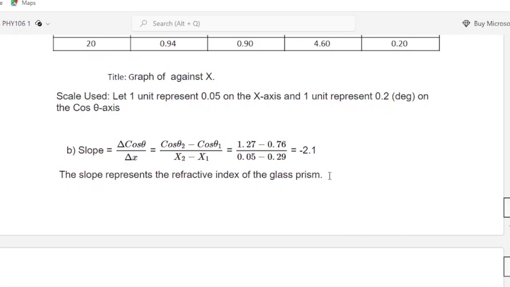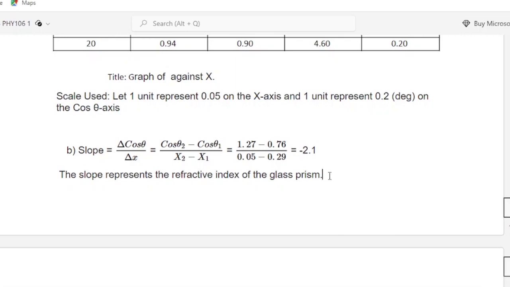Now let me say something here. Here's something you should note. If the graph is a negative graph, which is what we have here, and has a slope of minus 2.1, this means that the refractive index of the glass prism is negative. However, in reality, the refractive index cannot be negative, all right? A negative slope in this case might indicate that a calculation error or an experimental error has occurred. Here, there is no calculation error. So it's obviously from the experiment.